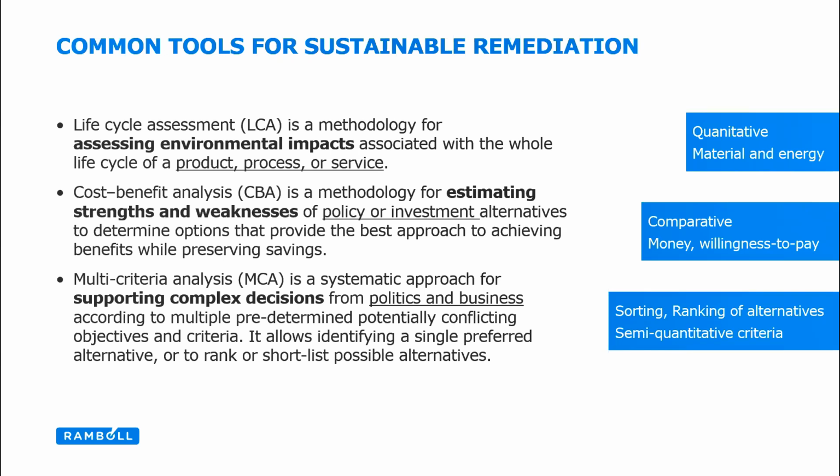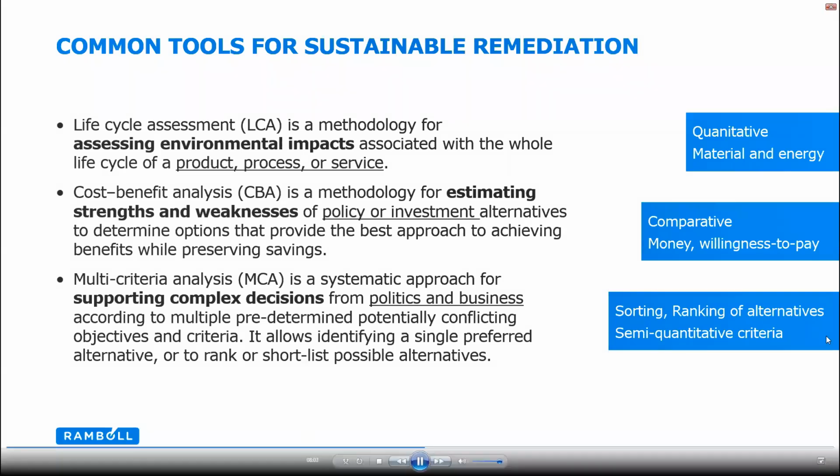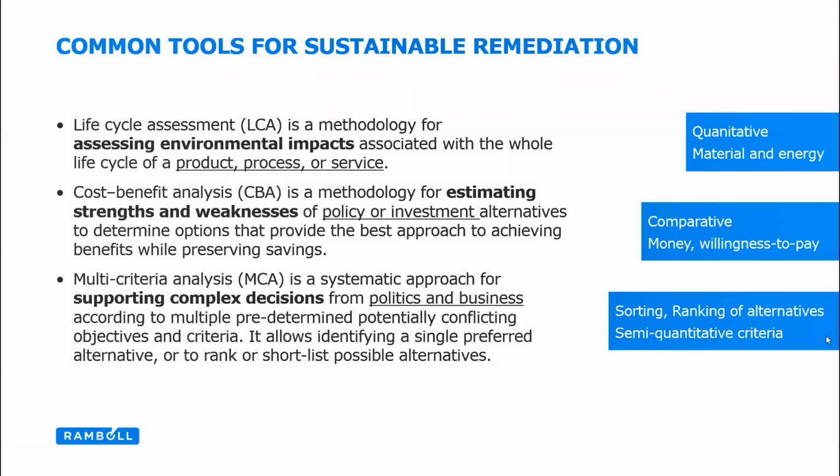So LCA is a quantitative tool based on material and energy. CBA is a comparative method based on monetizing decisions, and MCA is a sorting and ranking tool using semi-quantitative, qualitative or quantitative data.